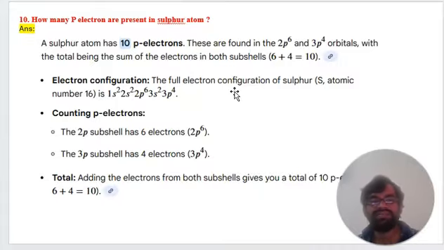The atomic number of sulfur is 16. The electronic configuration is 1s2, 2s2, 2p6, 3s2 and 3p4. So in the 2p subshell there are 6 electrons, and in the 3p subshell there are 4 electrons. So the total number of p electrons is 10. That is the right answer. It is a very important question that has come in previous years' exams.